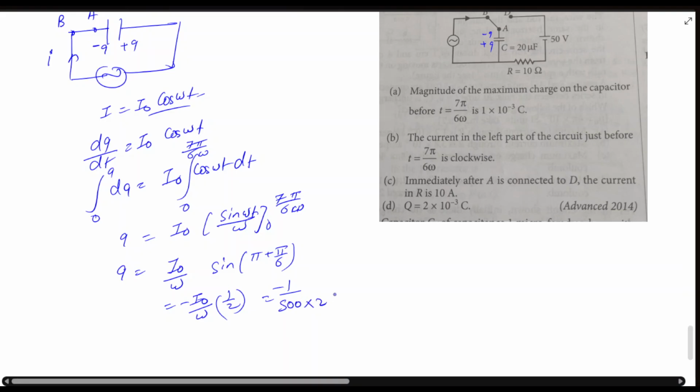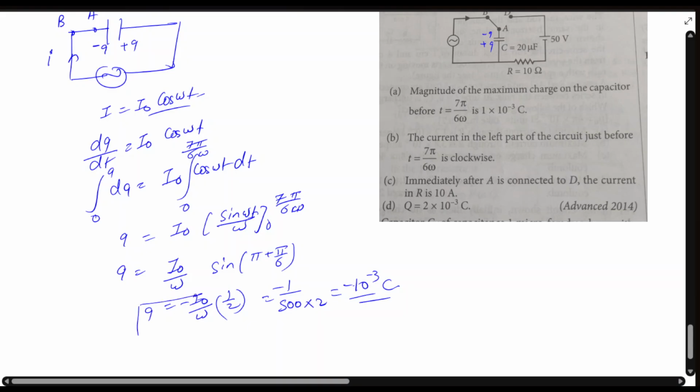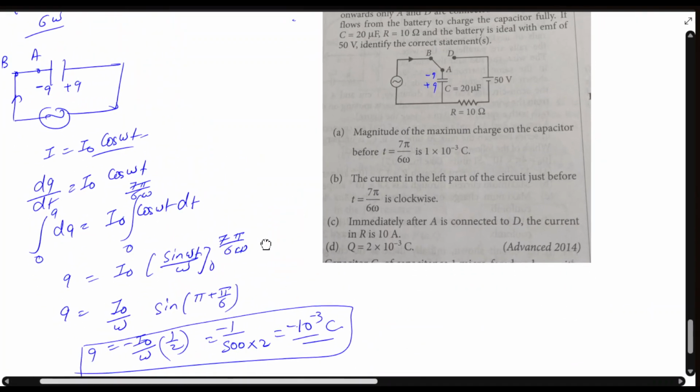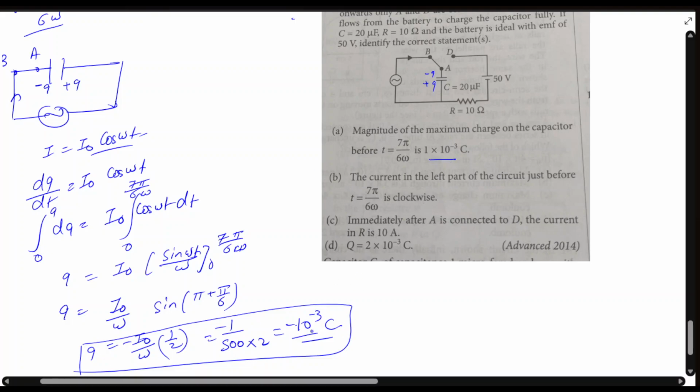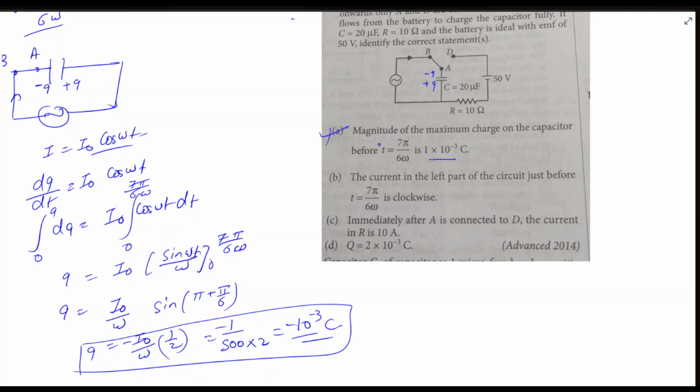This is 500 divided by 2. So it will be minus 10 raised to power minus 3 coulomb. Okay, quite interesting. So let's check the options first, and then we'll calculate further points of further options. Magnitude of maximum charge on the capacitor before this time is this. Look, we get 10 raised to minus 3, and you will mark this as correct. This is wrong. Before this, there will be a situation where the charge was maximum and it is not this.